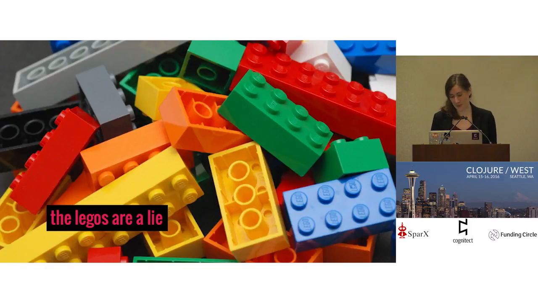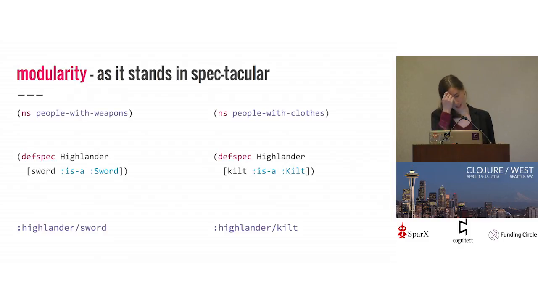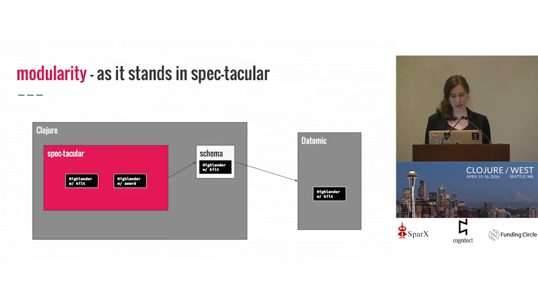In spec-tacular, it is more like Highlander. Specs literally fight each other to be recognized. So if you have a namespace called people with weapons, and you define Highlander to have a sword, because that's what you care about, and you have another namespace with people with clothes that defines Highlander to have a kilt, you get the Datomic attributes Highlander sword and Highlander kilt, but spec-tacular knows about the two separate Highlanders. And this becomes a problem because spec-tacular kind of keeps them together, and you can make a schema with a Highlander with a kilt, and then you can send it over to Datomic, and Datomic can create Highlanders with kilts.